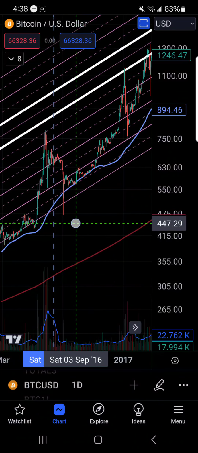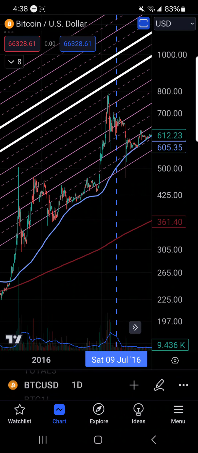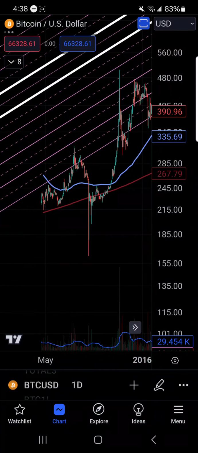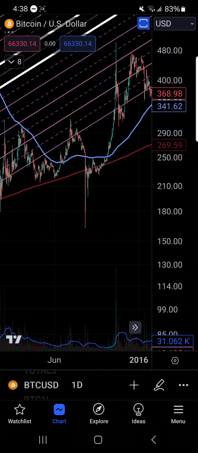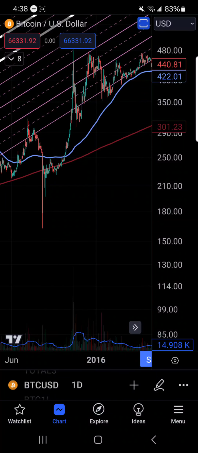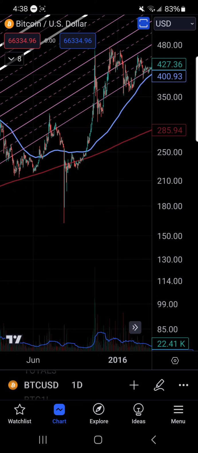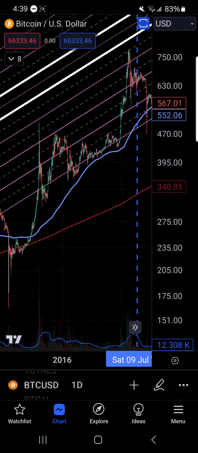And this was, I don't know what that was. But anyway, the bottom of this channel has, while this has acted as support, and you can clearly see the interaction with the bottom of the channel there.